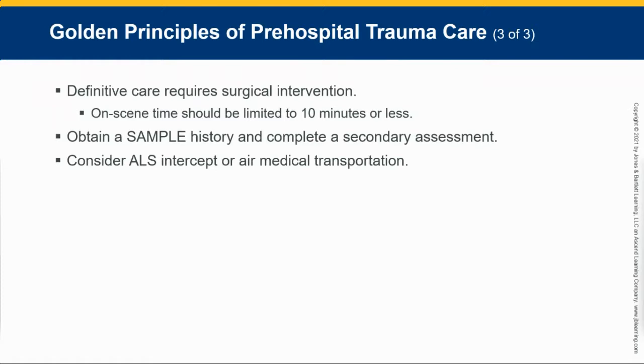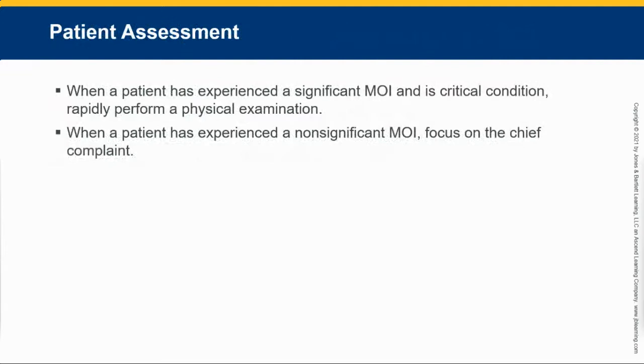So our on-scene time should always be 10 minutes or less, okay? Always 10 minutes or less on any trauma scene. And while we're doing our secondary assessment after we've left the scene, we will try to obtain a SAMPLE history, if at all possible, and complete our secondary assessment. Once again, if we hadn't already, we would consider ALS intercept, or potentially even air medical transportation.